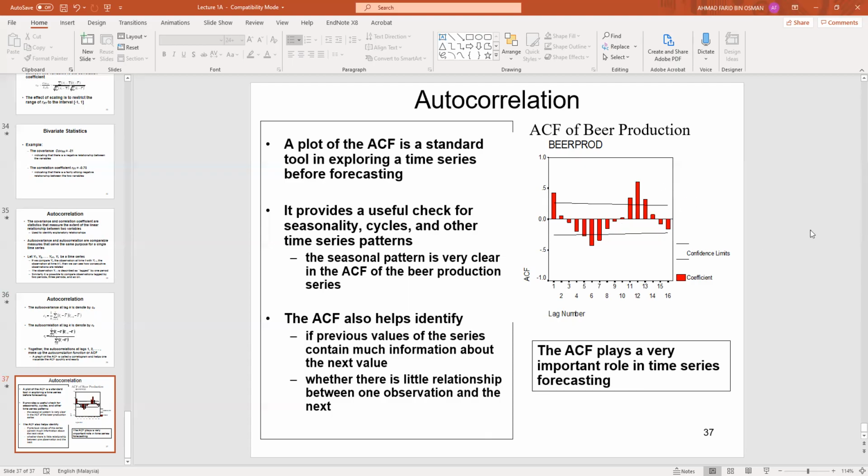So the autocorrelation function, the ACF, plays a very important role in time series forecasting. By looking at the correlogram, it can tell us whether there is seasonality. It is useful for us to know whether there is seasonality or seasonal variation in the series or not.